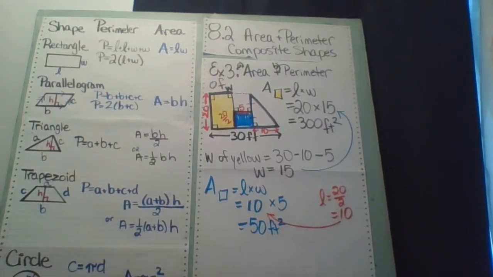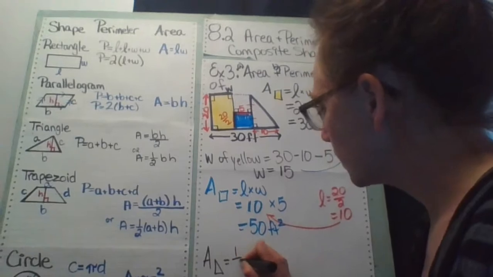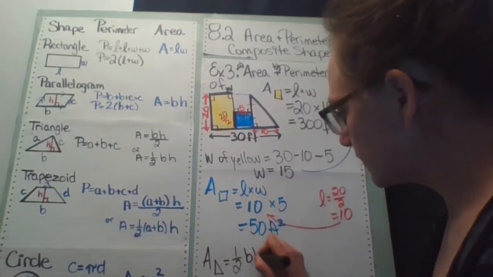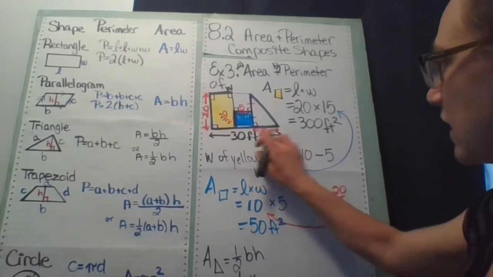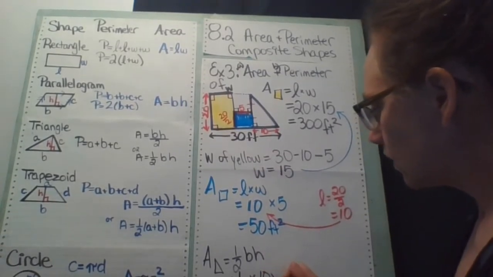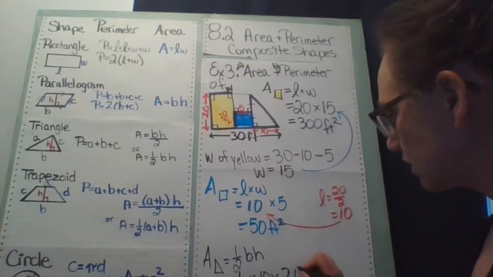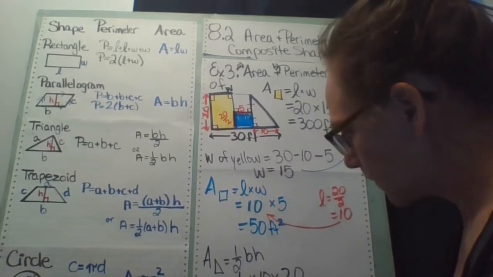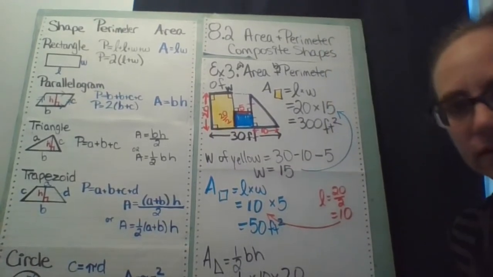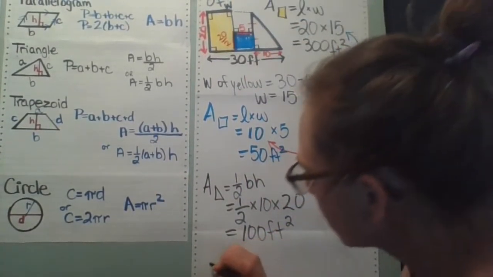And what's left? Area of a triangle. Half times base times height, right? Area, triangle, half times base times height. So there's my half times, what's my base? I gave you that as 10. What's my height? Well, that's the total side, so that's my 20. 100 feet squared. So to get my total area, we just have to add these all up.